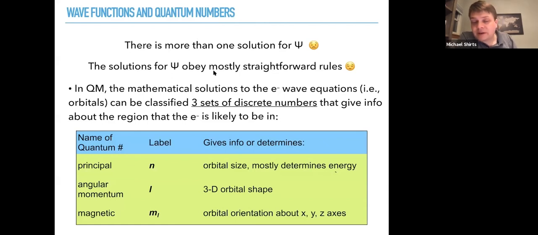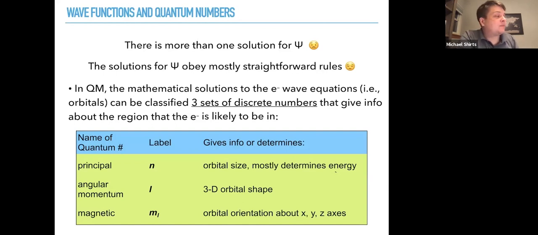These numbers, as we talked about at the end of the last set of lectures, are the principal quantum number, the label is n, the angular momentum quantum number, the label is l, sometimes you'll see it more like a script l, and the magnetic quantum number, m sub l. The principal quantum number gives information about the overall size and to a large extent determines the energy. In fact, for hydrogen atoms, only n determines the energy. The other two quantum numbers don't affect the energy at all. Angular momentum l involves the 3D orbital shape, and the magnetic quantum number, the orbital orientation about the x, y, and z axes.